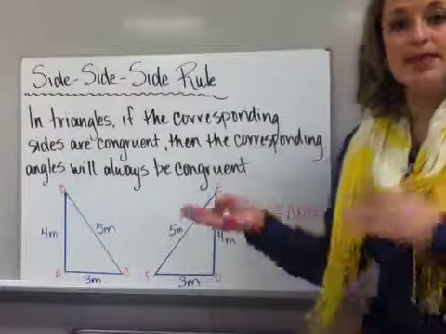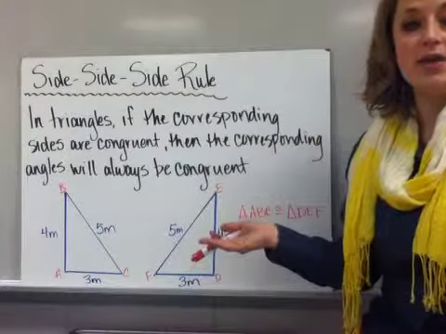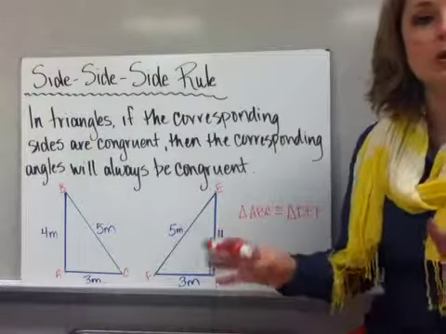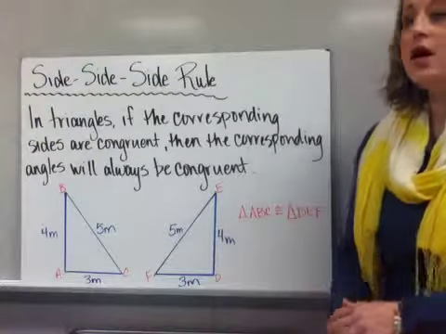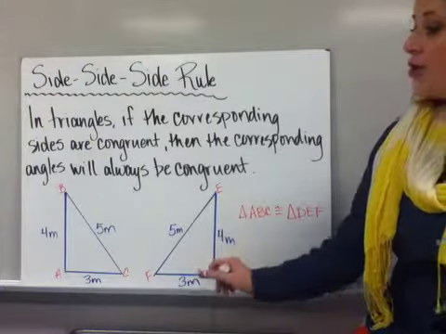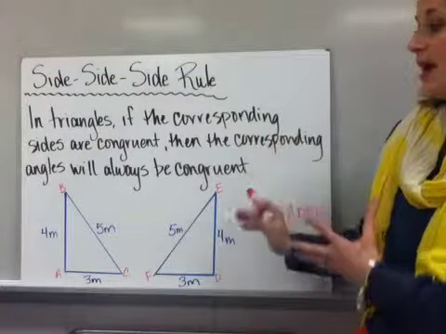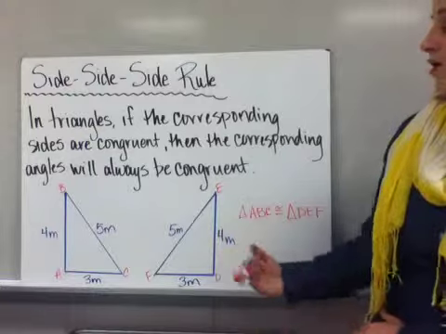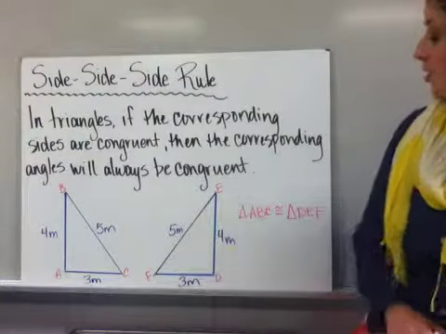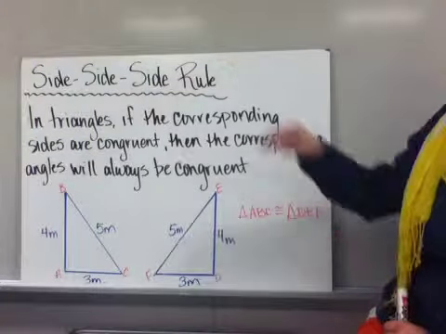Think about a rhombus and a square. You could have a rhombus that has side lengths that are all 5 centimeters and a square that has side lengths that are all 5 centimeters, but those two figures are not congruent because their angles are different. In a triangle, if all of the sides are congruent, you don't have to worry about the angles because the side rule says if the side measures are congruent, then the angle measures will also be congruent. So since the corresponding sides are congruent, we can say that triangle ABC is congruent to triangle DEF.